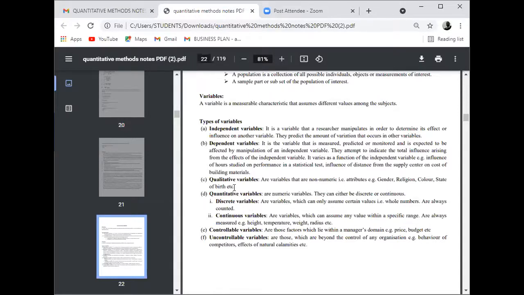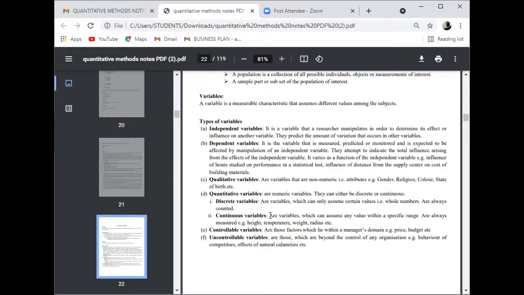Such attributes, or those attributes, are considered qualitative. We have others like the gender. Gender is either male or female, the color, the state, all that. Then we have the quantitative variables. They are variables that we can express in numbers. We can actually say that this one can be given this particular figure.